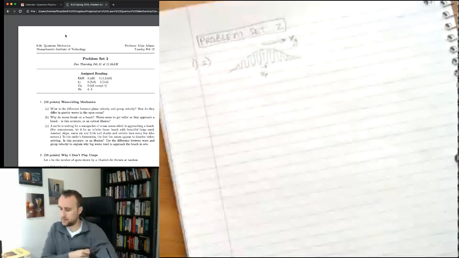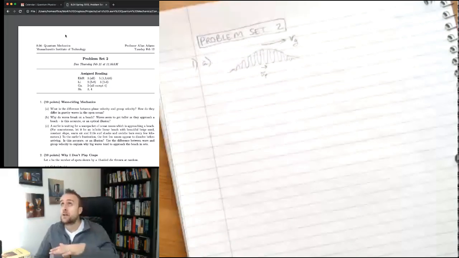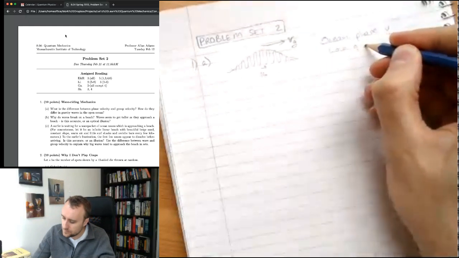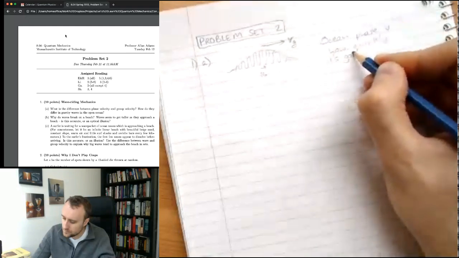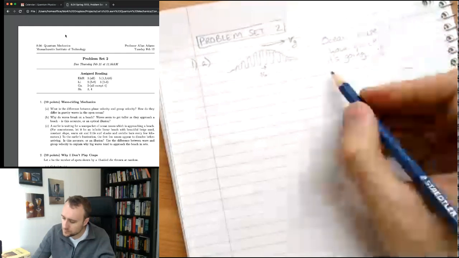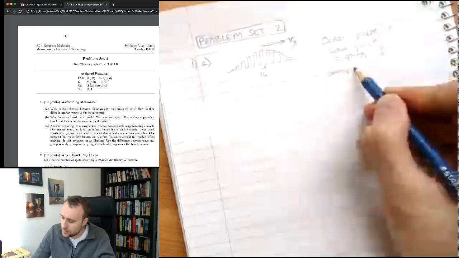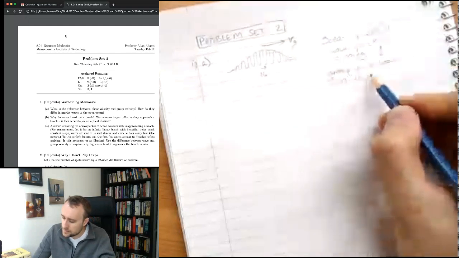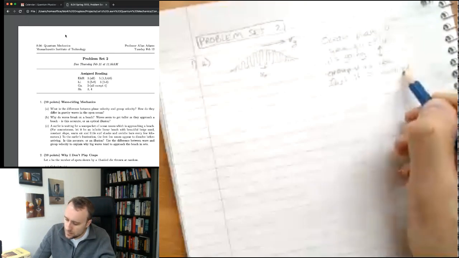And so for waves in the ocean, the phase velocity is different from the group velocity in that phase velocity is how quickly it's going up and down. Let's go write that down. And then the group velocity is how fast it is moving ashore.